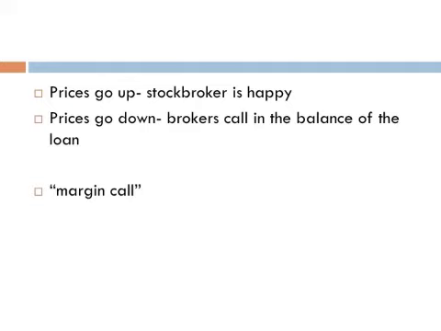The result is that if the price goes up, the stockbroker is very happy because he's going to get all of his money back, or at least he hopes to. But on the flip side, if prices begin to go down, the brokers will in a lot of cases call in the balance of the loan, which means you're responsible for paying the money that was loaned to you to buy this stock. This is called a margin call, and it plays very importantly into the causes of the Depression and the stock market crash that led to it.